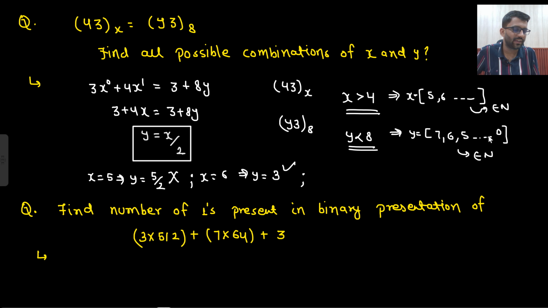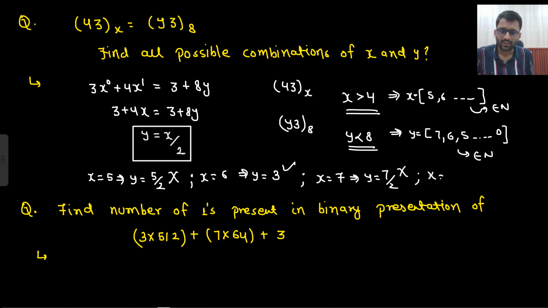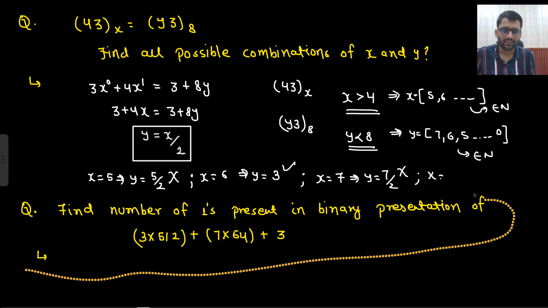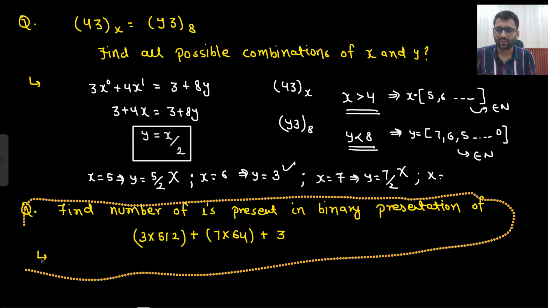7, 5, 7, 6, 5, 4, 3, 2, this is acceptable. If x is equal to 7, then what will be y? Y will be 7 by 2, not acceptable. If x is equal to, let's keep this question a bit downward.